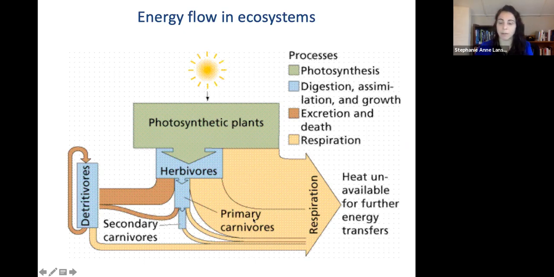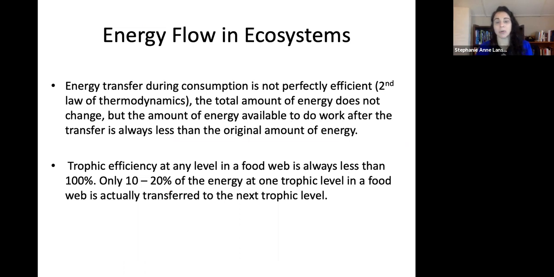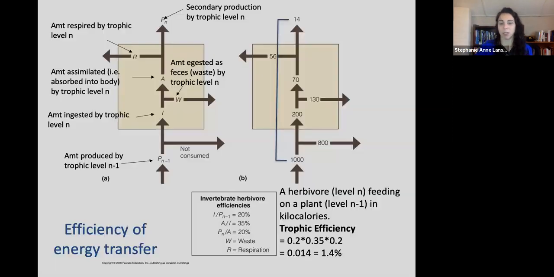And again, in all of these, we have respiration that takes place, so we have energy that's no longer available to the system. So again, energy flow during consumption is not perfectly efficient, the second law of thermodynamics. The total amount of energy does not change, but the amount of energy available to do work after the energy transfer is always less than the original amount of energy. So the trophic efficiency at any level in the food web is always less than 100%. And only about 10 to 20% of the energy at one trophic level is actually transferred to the next trophic level. And so here's an example.